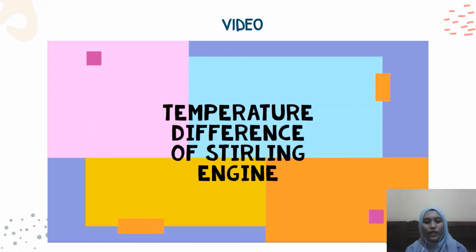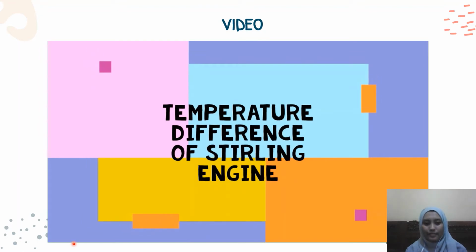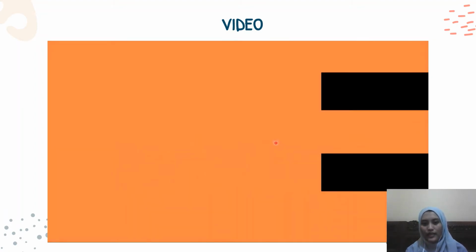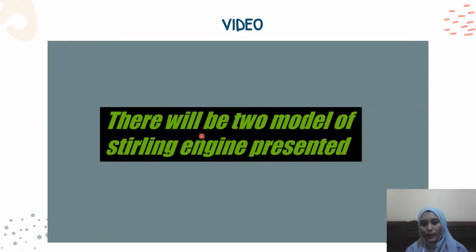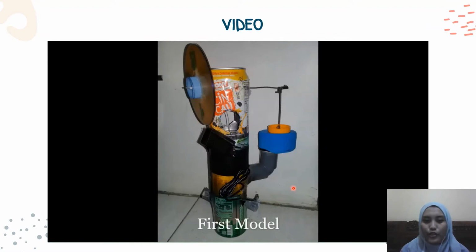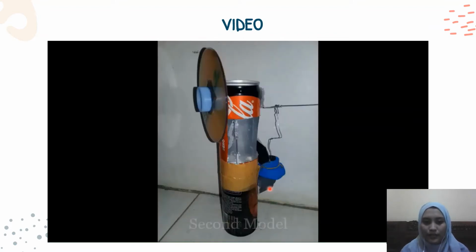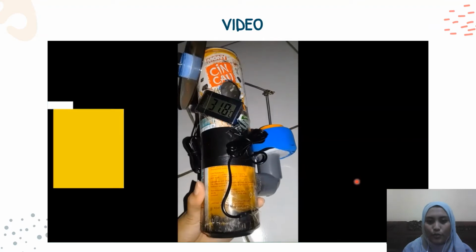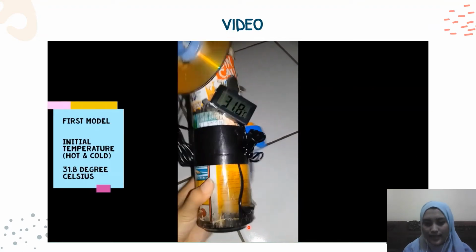Here is the video of the Stirling engine. We put temperature sensors on the hot reservoir and the cold reservoir, at the top and the bottom of the Stirling engine. And we use two models. This is the first model, and this is the second model. Then we use these cases to be analyzed in the next slide.